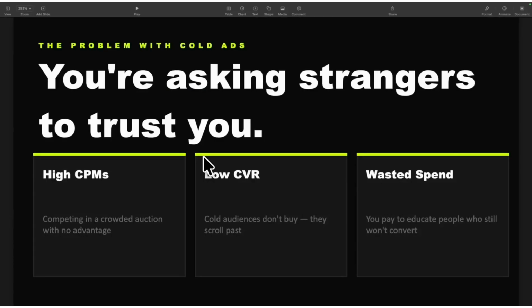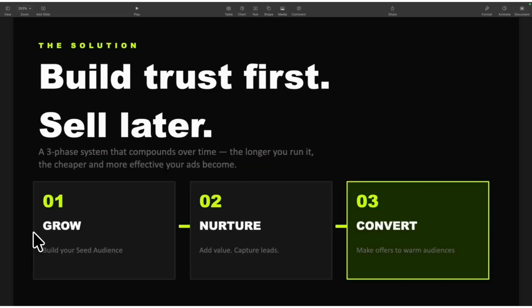So the problem with cold ads is that we're asking strangers to trust us. And that's leading to higher CPMs. Right. So we're competing in a crowded auction with no advantage. We have low conversion rates. Right. And our cost per conversion is higher because cold audiences don't buy from people that they don't trust. And we're also wasting spend, right? So we're paying money to educate people with our ads when they're seeing it for the first time and they have no idea who we are. So that's one of the biggest problems. And it mainly comes down to cost per acquisition.